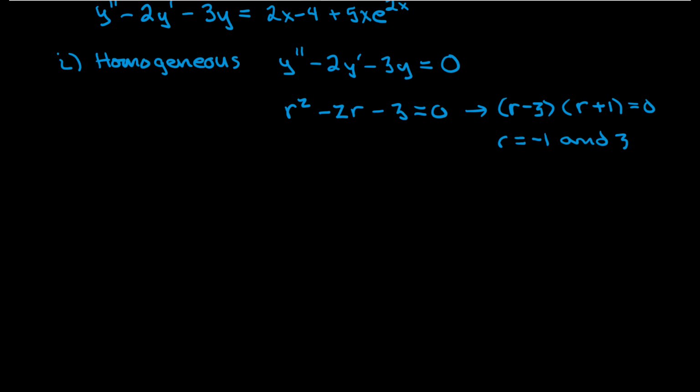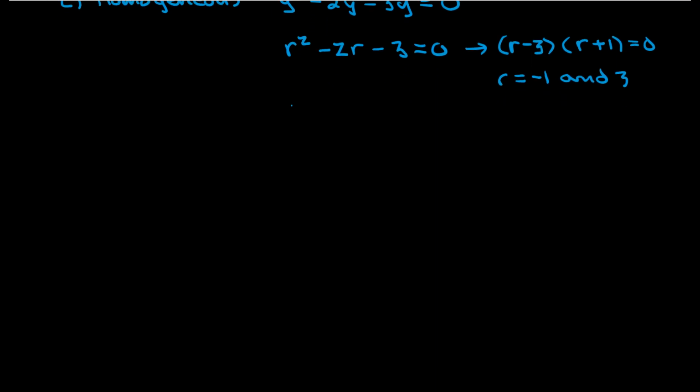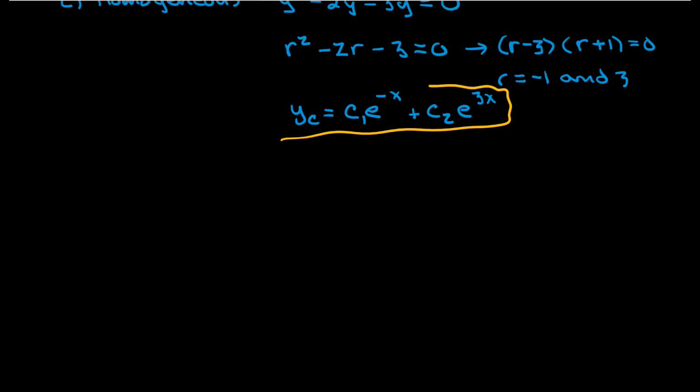So this gives us then what's called the complementary solution. If we were just solving the homogeneous case, we would have C1 e to the negative x plus C2 e to the 3x. We're going to hold on to that. I'm going to put a yellow box around that because I'm going to want to come back and find that later. This is solving the homogeneous equation.